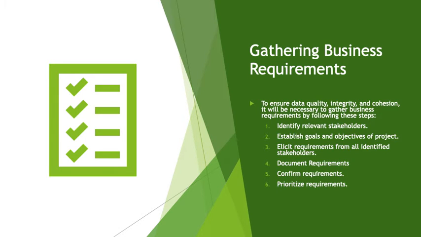To ensure data quality and how the data will be cleaned in the transformation process, it is necessary to gather business requirements. According to JAMA Software, there are 6 steps to effectively gather the right business requirements. This includes identifying relevant stakeholders, establishing goals and objectives of your project, eliciting requirements from all of the stakeholders identified, documenting those requirements, confirming those requirements, and then prioritizing them. These steps are iterated over, so at any point you could go back to another step, iterate again, next step, iterate again, and it could change the order of how things are done. This is just the suggested initial order.